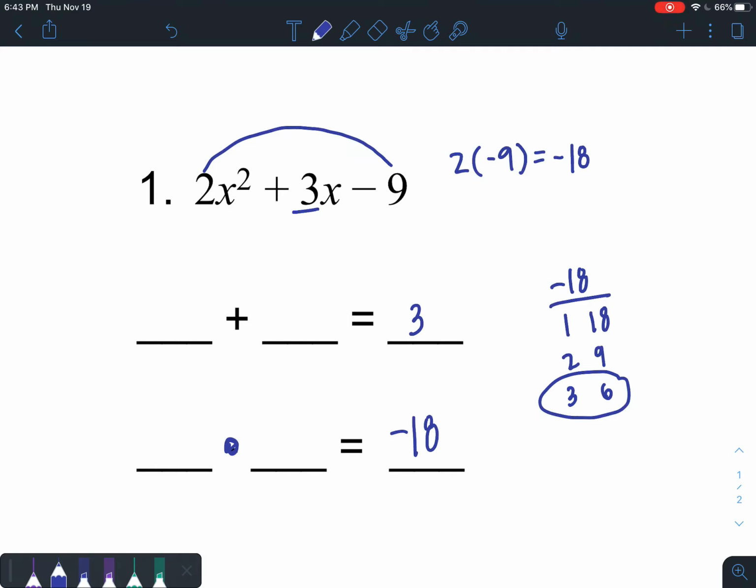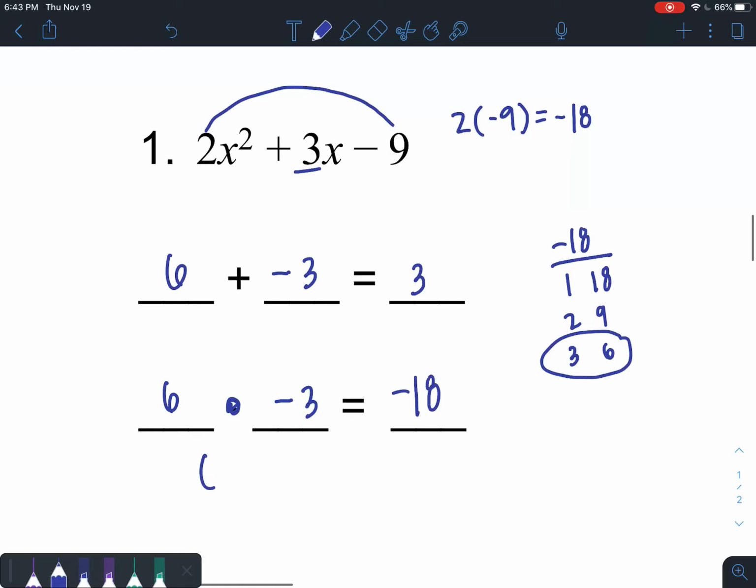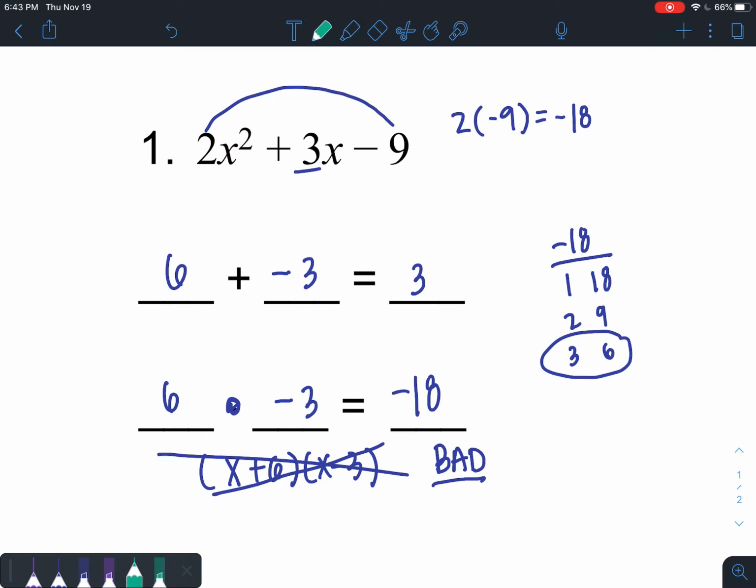I sure can. So what combination would give me a positive 3 but a negative 18? 6 needs to be positive, 3 needs to be negative to give me a positive 3, and that does in fact give me a negative 18. Now, do not do this: x plus 6, x minus 3, and call it a day. That's wrong. We have to do this thing called split the middle.